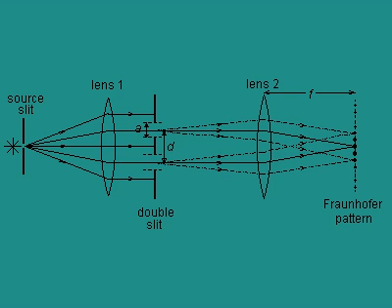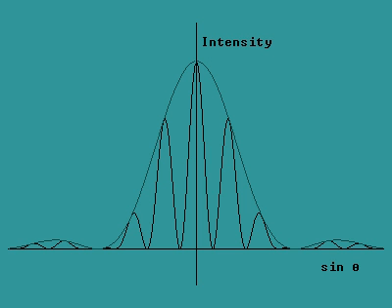In this optical system, the diffracting aperture has two straight, parallel, thin slits in an otherwise opaque screen. Both slits have the same width, A, and their centres are separated by distance, D.